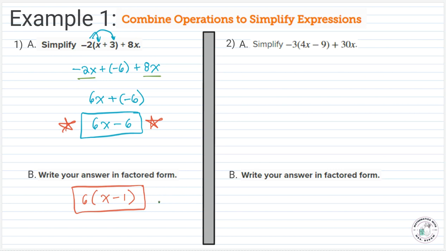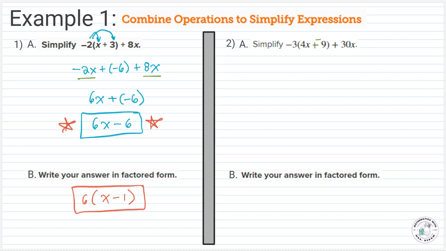All right, so number 2. Simplify -3(4x - 9) + 30x. Now, I noticed that I have a negative on the outside, and I'm going to be distributing that. I have a subtraction sign on the inside of my parentheses, so I'm going to write that as plus -9 so that I'm not losing track of that negative.